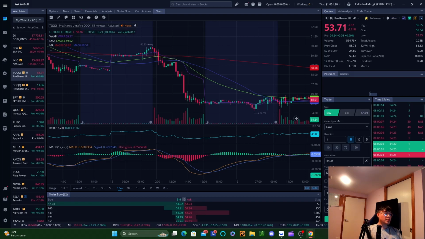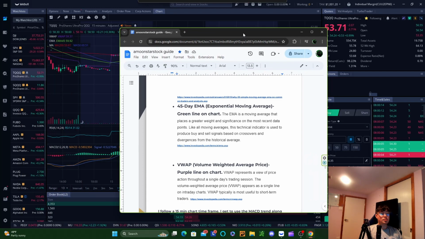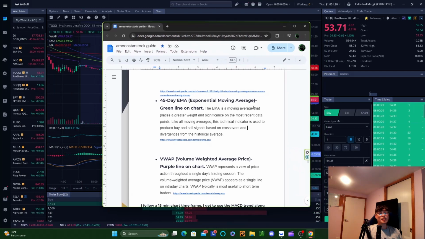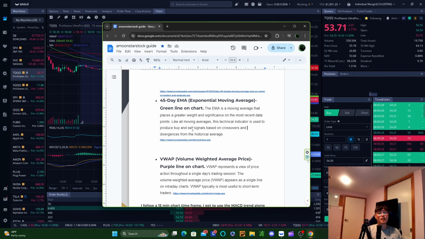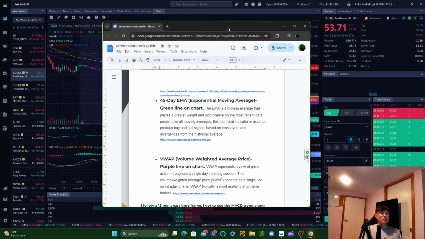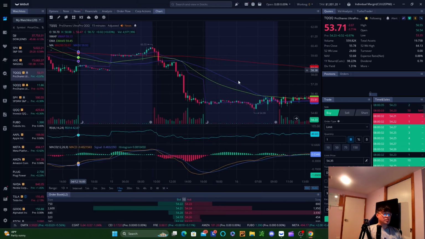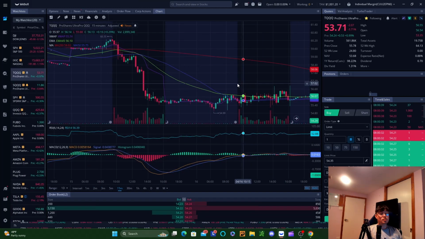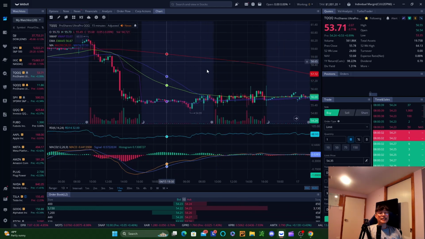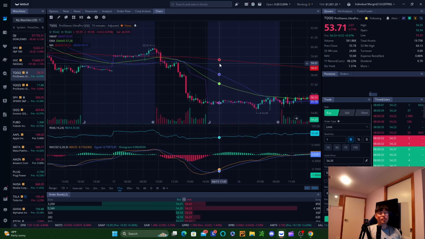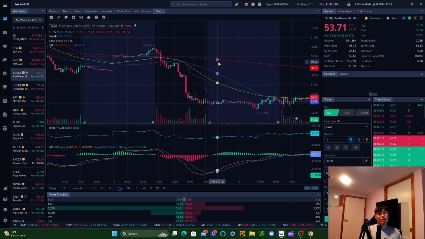So we're going to talk about my exponential moving average, which is my green line. The EMA is a moving average that places a greater weight and significance on the most recent data points. Like all moving averages, the technical indicator is used to produce buy and sell signals based on crossovers and divergences from historical averages. So that's another good one I use. The green line is also an indicator to help tell whether a stock is on an uptrend or downtrend.